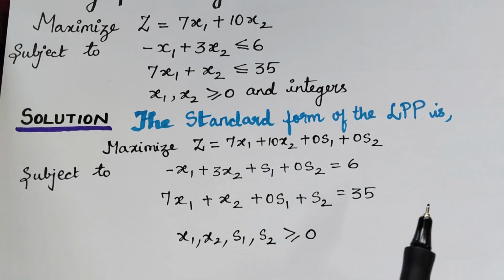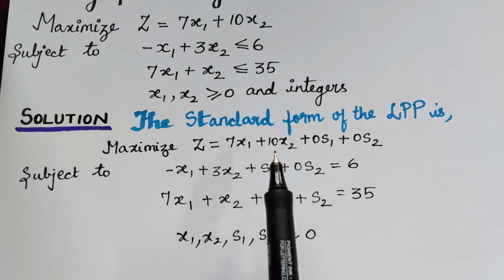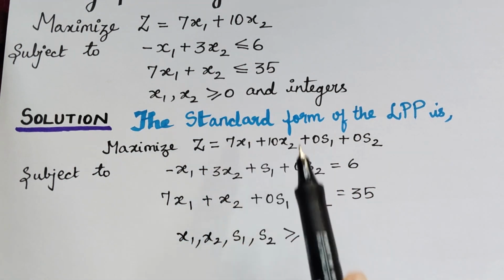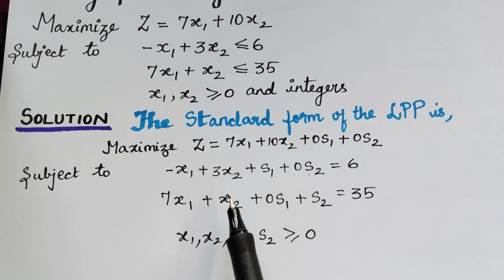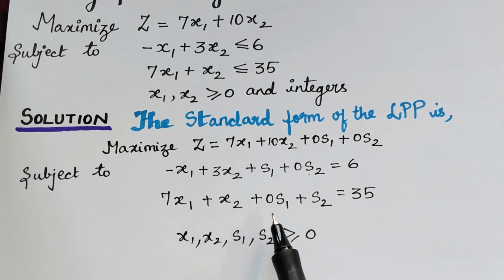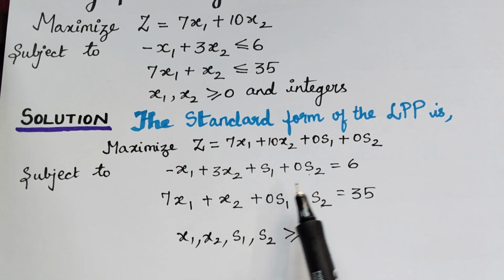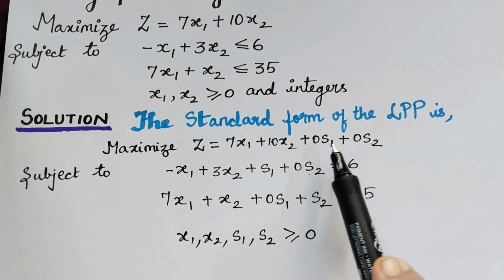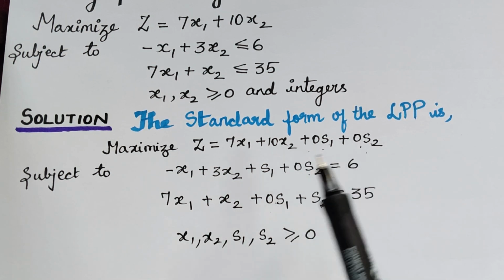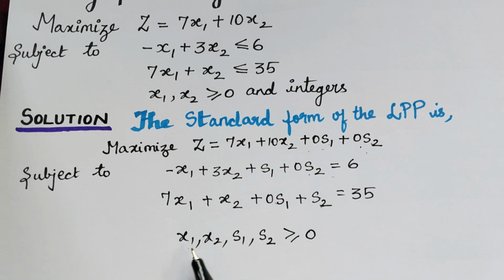So the standard form of the LPP is obtained here. Now to the first constraint we have added S1 with coefficient 1 and S2 with coefficient 0. To the second constraint S1 with coefficient 0 and S2 with coefficient 1 so that they form the matrix 1 0 0 1. And these slack variables are also added to the objective function with coefficients 0. Here x1 and x2 are known as non-basic variables and s1 and s2 are known as basic variables.